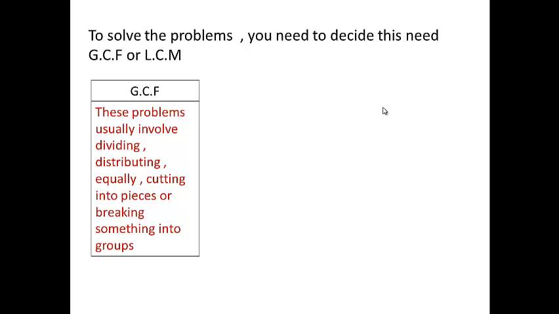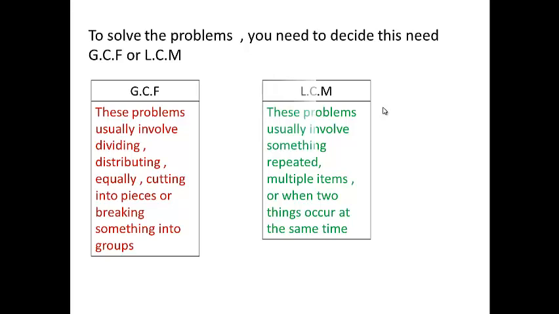GCF problems usually involve, in the story problem, words like dividing, distributing, equally, cutting into pieces, or breaking something into groups. When you see any word like this, you will solve the problem by GCF. But LCM usually involves something repeated, multiple items, or when two things occur at the same time.